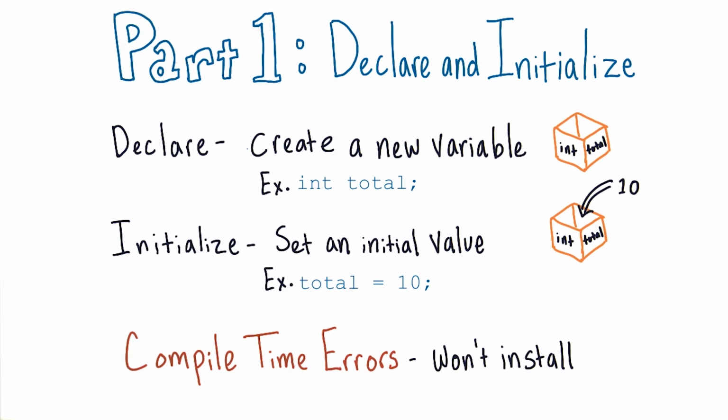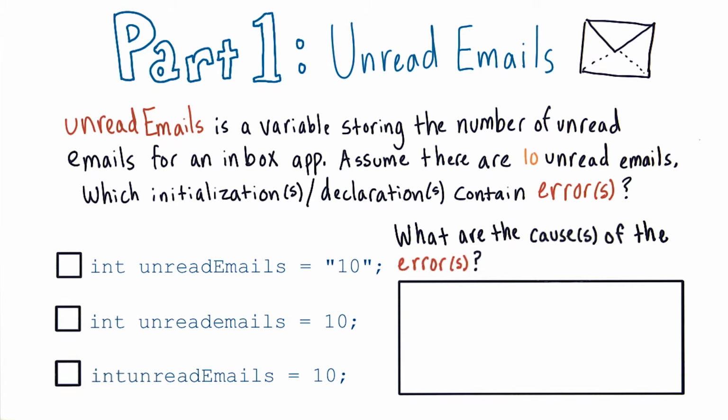Let's take a look at an example of what the Part 1 problems are going to look like. Okay, so this is the first of the Part 1 problems, and I'm just going to walk you through it a little bit. Okay, so the problem states, unread emails is a variable storing the number of unread emails for an inbox app. And we're going to go ahead and assume that there are 10 unread emails.